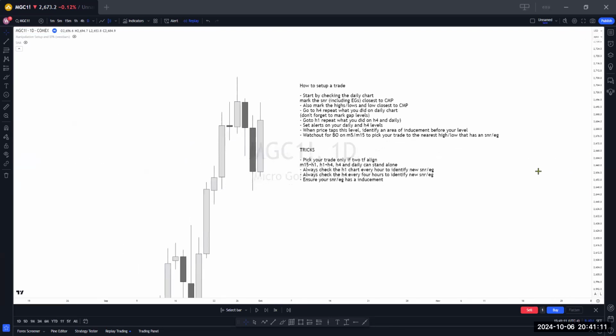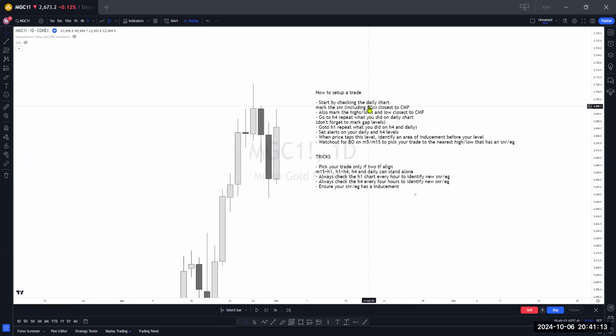Okay, start by checking the daily chart and mark the SNR and EG closest to the current market price. So the SNRs closest to the current market price, in this scenario, this SNR, right? Also, we have this SNR level right here. Also, we have this broken gap level.